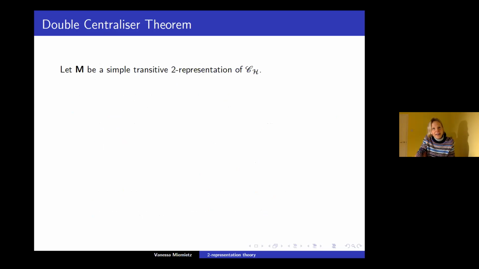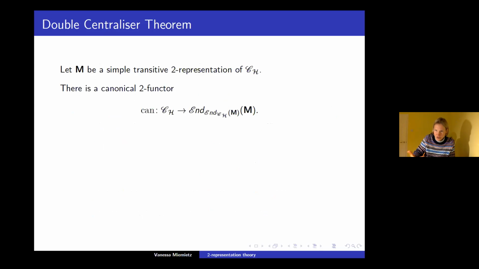Okay, and now the other big ingredient that we need is a double centralizer theorem. So if I now take a simple transitive 2-representation of my 2-category, then of course I have a canonical 2-functor. I can look at the endomorphisms of my 2-representation. Those form a 2-category again, and the endomorphisms act on my 2-representation, and I can look at the endomorphisms over the endomorphisms.